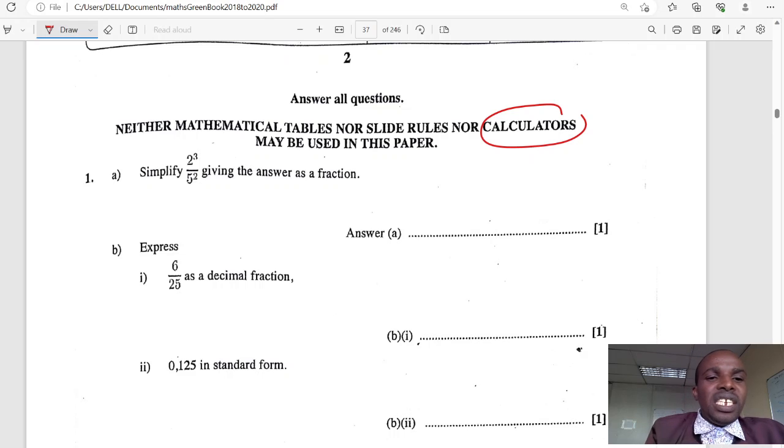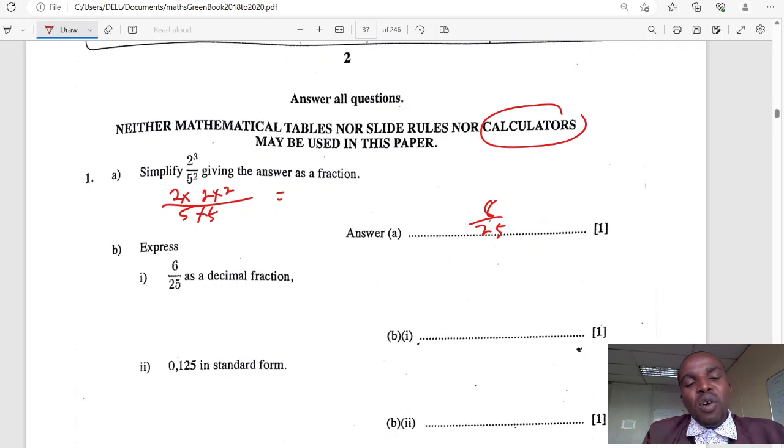2 to the power 3 is 2 times 2 times 2, over 5 squared, which is 5 times 5. So it will be 8 over 25. Done. Next, express as a decimal fraction.